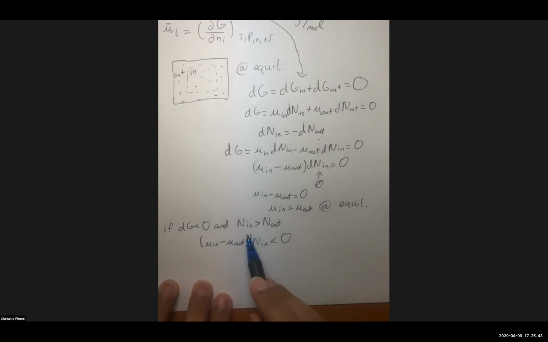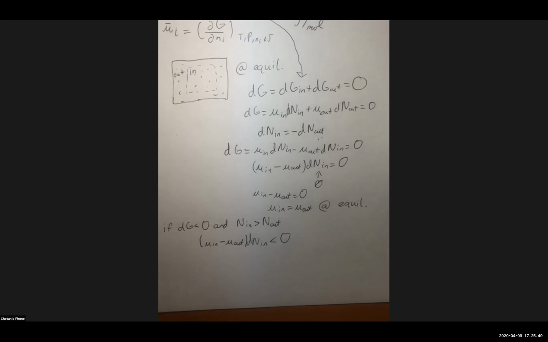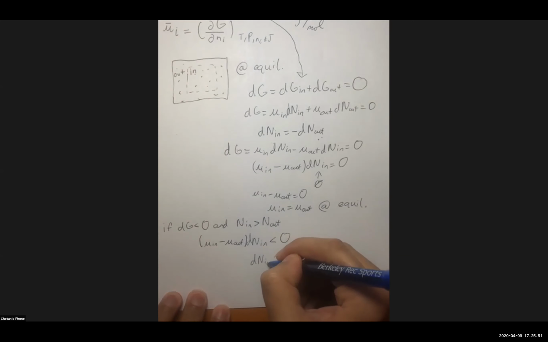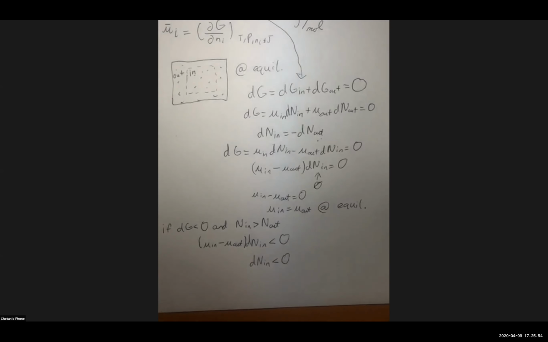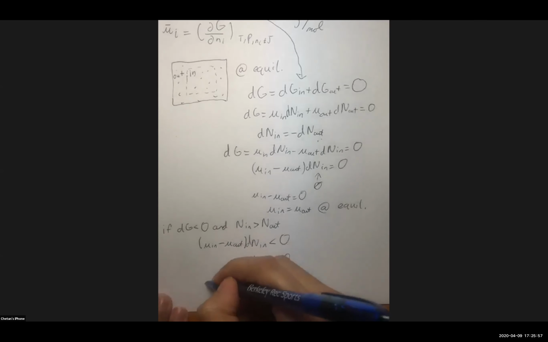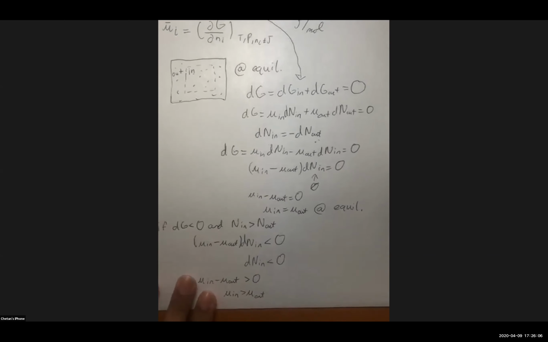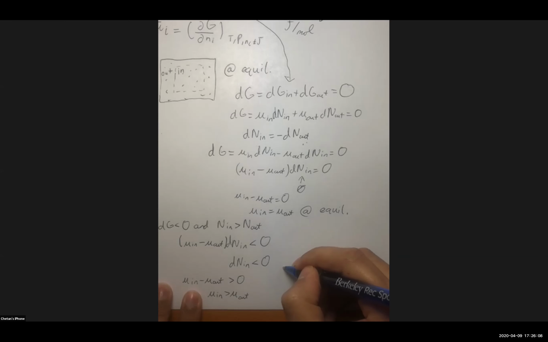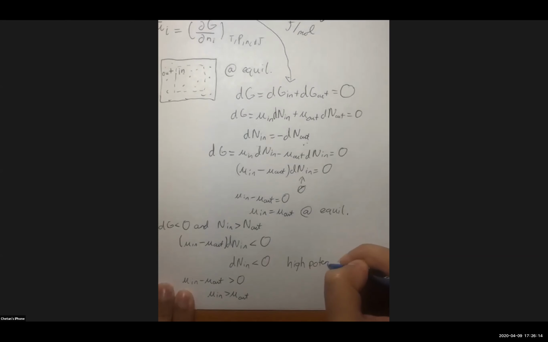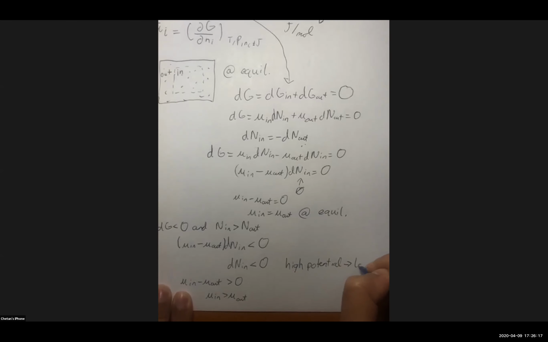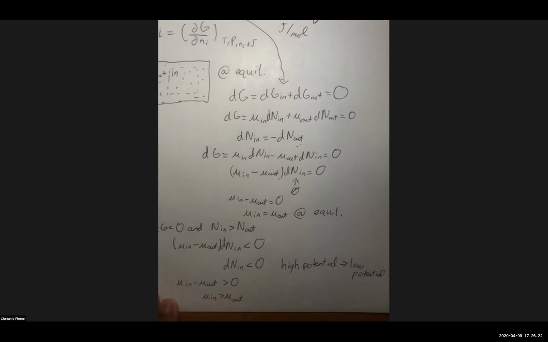So if we have more molecules inside the box than outside the box, we know from diffusion that the molecules are going to diffuse out of the box. So dn in has to be negative, right? Because we're going to have molecules exiting the box by diffusion, which means mu in minus mu out is greater than 0. So mu in is greater than mu out. And all of this is saying is just molecules will go from high potential, so greater mu, to low potential.